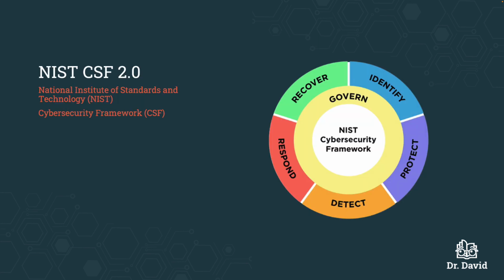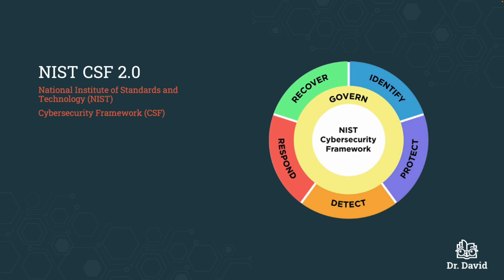A popular cybersecurity framework that every cybersecurity professional is likely to know is the NIST Cybersecurity Framework. This framework is created by the National Institute of Standards and Technology, again NIST. And version 2.0 of the framework includes 6 stages. These are identify, protect, detect, respond, and recover. And throughout these 5 circular stages, we are always governing. And so governance is an ongoing process.